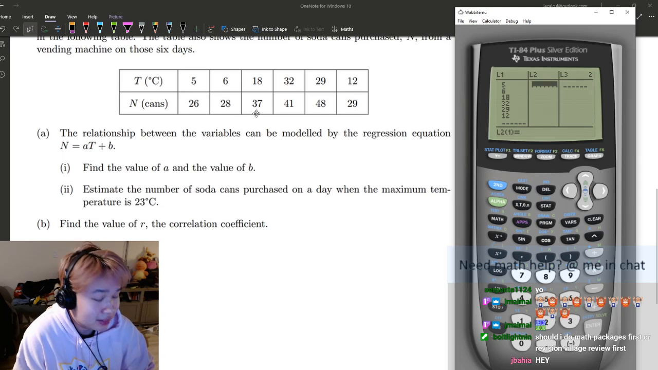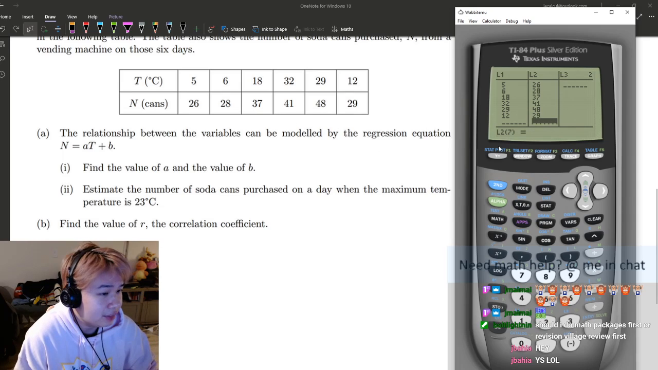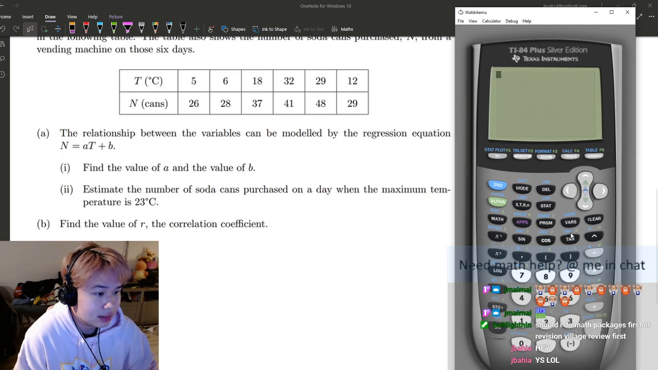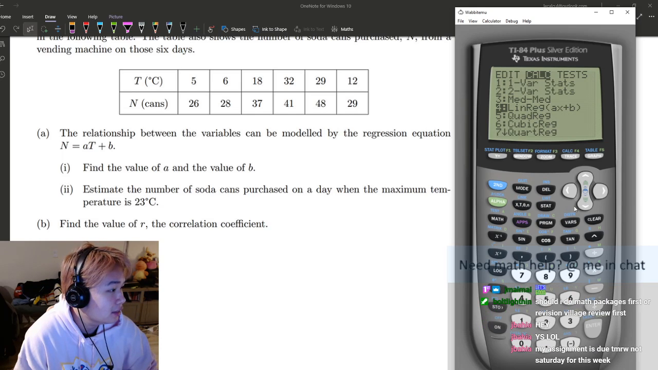Anyways, okay, so let's add the second list in. Now that we have my list, I can calculate a linear regression.